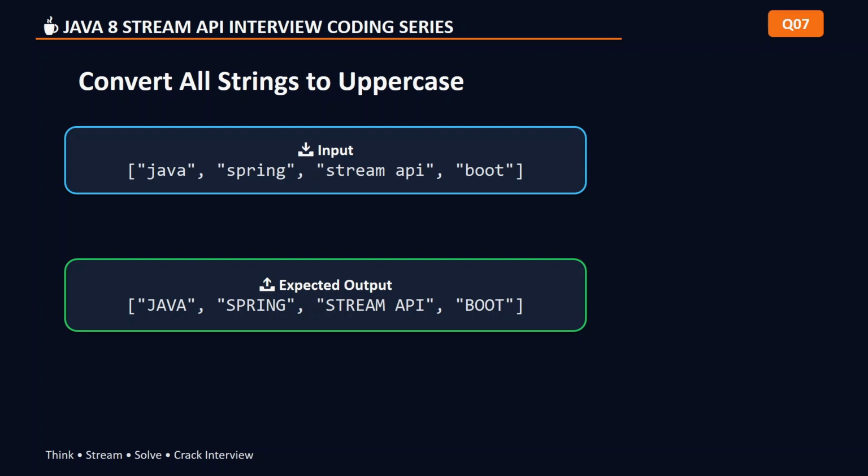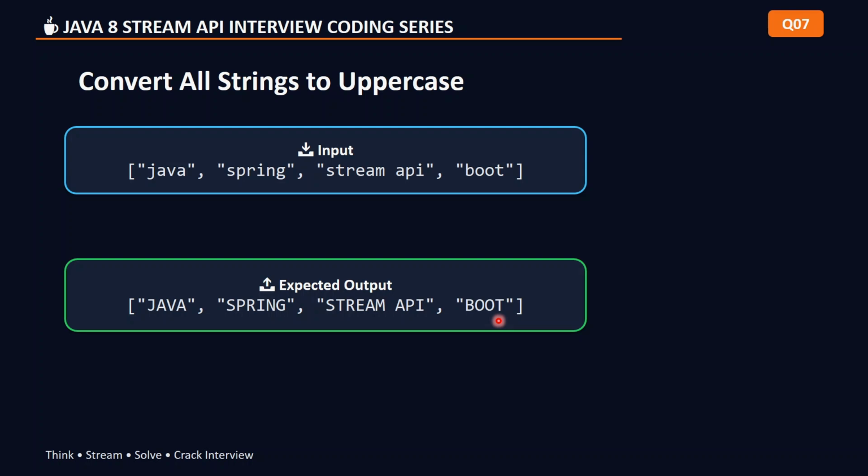So this is the seventh question of the series and the question is convert all strings to uppercase. So the input is lowercase Java, lowercase Spring, lowercase Stream API, lowercase boot, and the expected output is uppercase Java, uppercase Spring, uppercase Stream API and uppercase boot. So before we start with the coding part in IntelliJ IDEA, let's first see the thinking approach of this code.